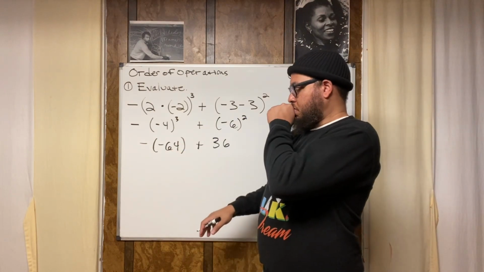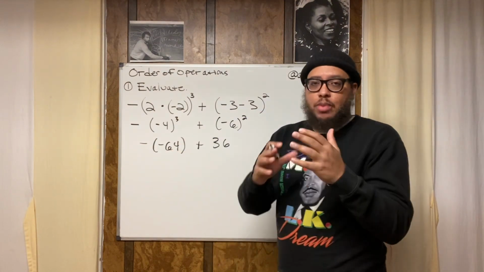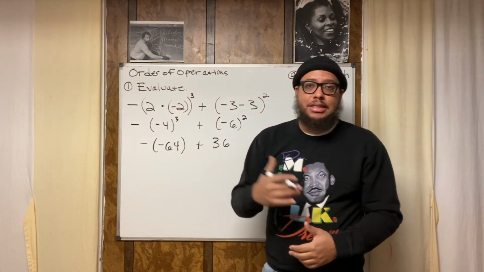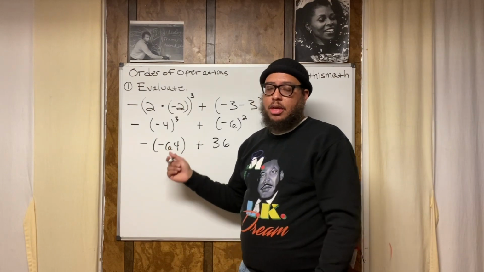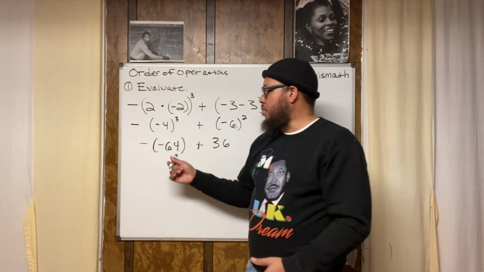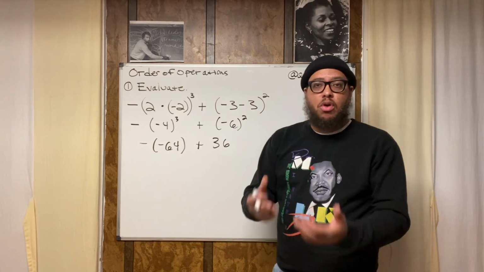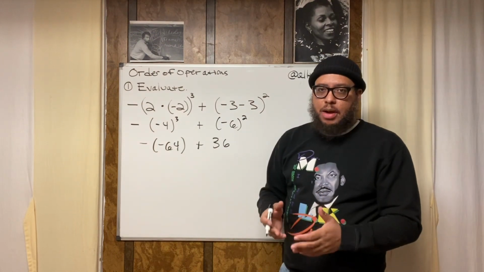So the question I got to ask myself, and that's why it's so important to understand that this negative sign out here really means negative one times this number. Because if you don't understand that, you might try to do negative 64 plus 36 first. And that would be wrong because you're not following the order of operations.